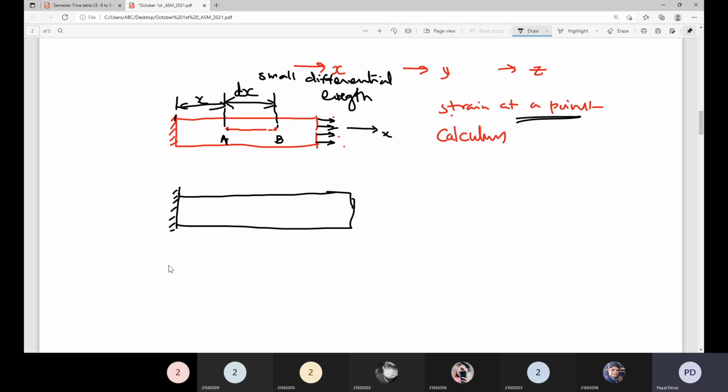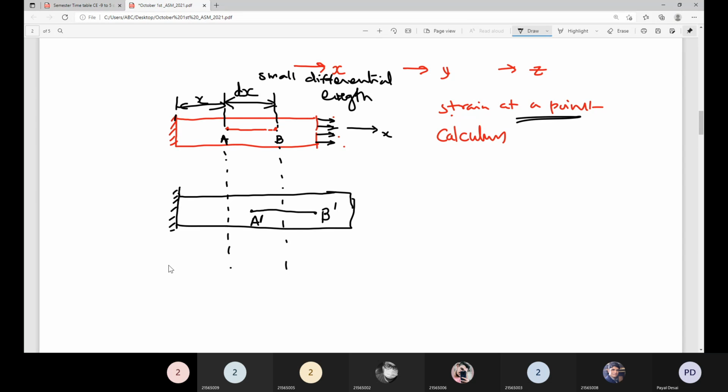Now this point, original point was here. This point has shifted somewhere here, so let us call it A dash. And similarly, this point has shifted somewhere here, so let us call it B dash. So the new length is... now how much is this new length? How much is this new length?